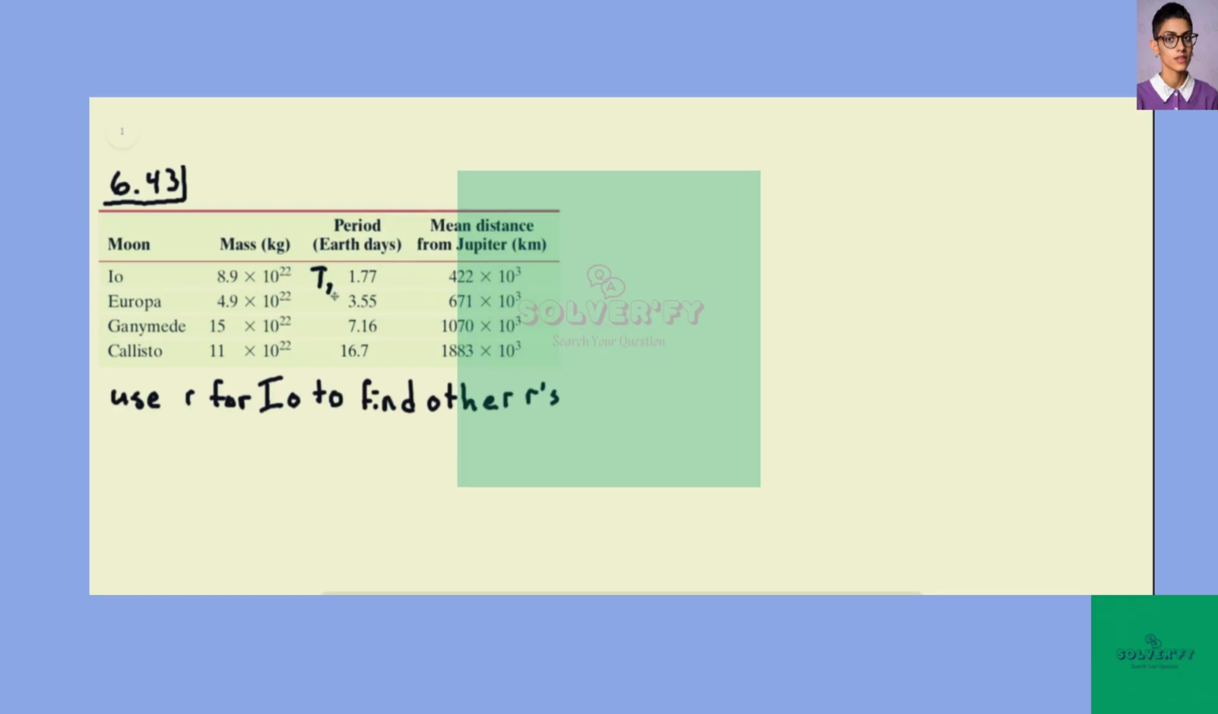So we'll call these T2 and R2. And so we're going to want to find R1 for Europa, Ganymede, and Callisto. So basically, we have one problem to solve here, so let's go ahead and solve that. So we have Kepler's third law, with the period and average distance, the period squared being proportional to the average distance cubed.